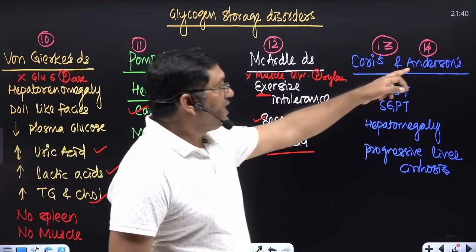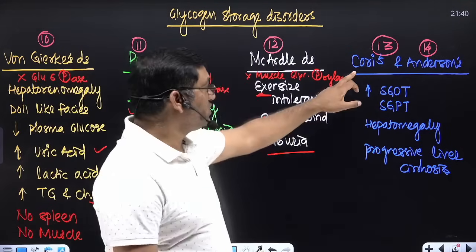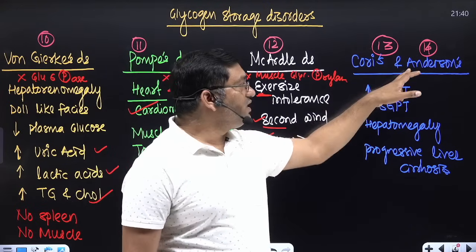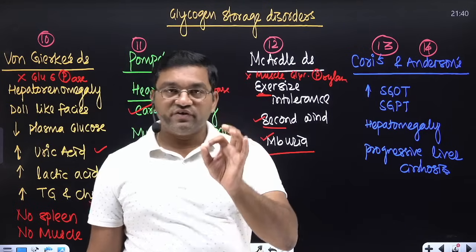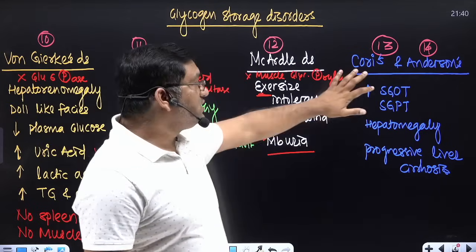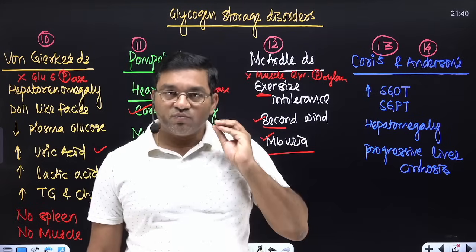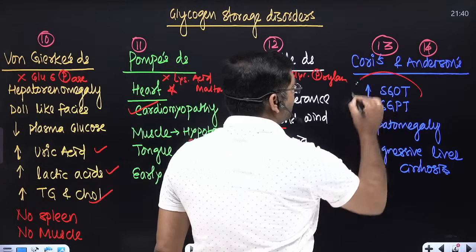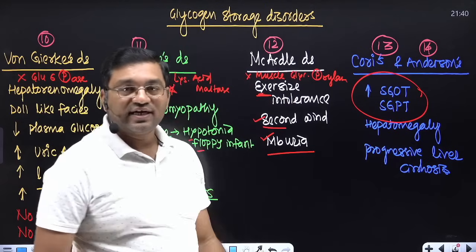Cori's disease and Anderson's disease. Cori's disease is due to the defect in the debranching enzyme. Anderson's disease is due to defect in the branching enzyme. In this disorder, there is liver involvement and progressive liver cirrhosis, and there is an increase in the SGOT and SGPT levels in Cori's and Anderson's disease.